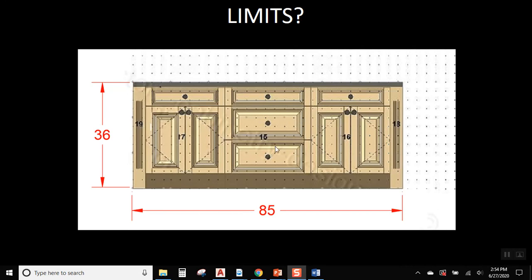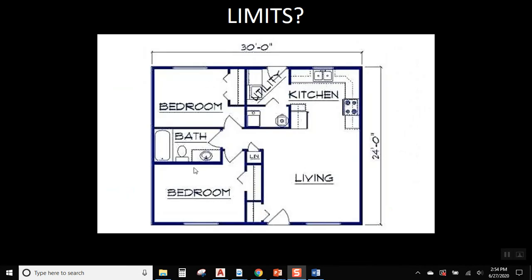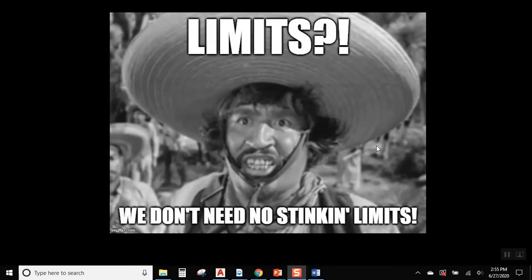This set of cabinets here would require larger limits than the ones that were given by default. We're drawing this little cottage here. Same thing. I need to work with how much space I'm going to require for the building along with any other dimensions or notes that go around it. So it's important to set those limits up and not treat them like they're not very important.